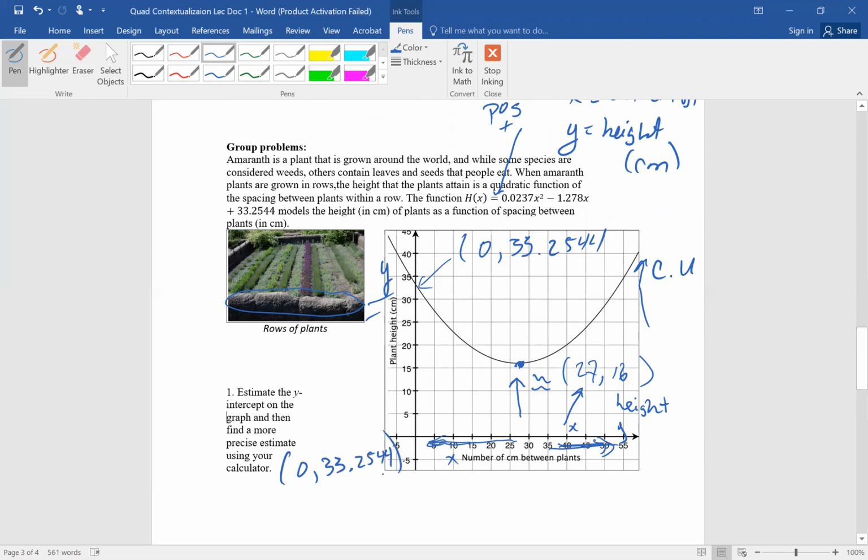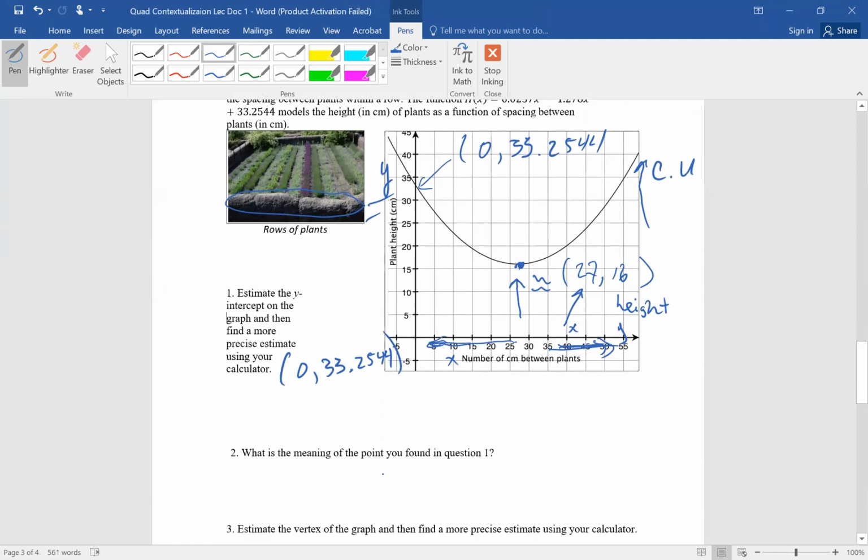And if I were to ask you again, the number on the test is going to be worth just as much as the explanation. If I say, what is the meaning? You're going to say at 0 centimeters between plants. Now notice that's just this x value. All I'm doing is taking that and plugging 0 and talking like this, the 0 centimeters between the plants, the height.